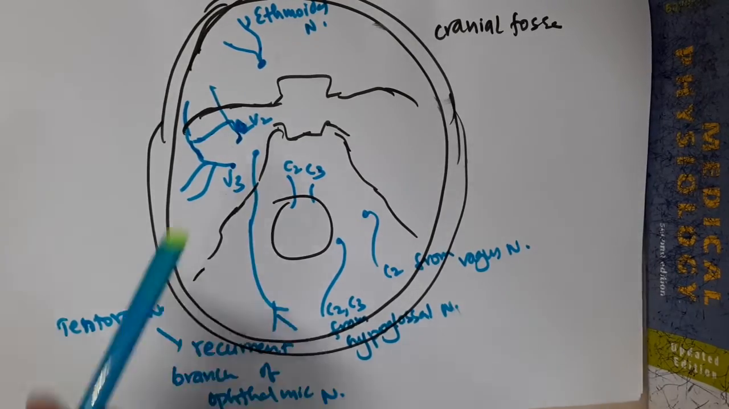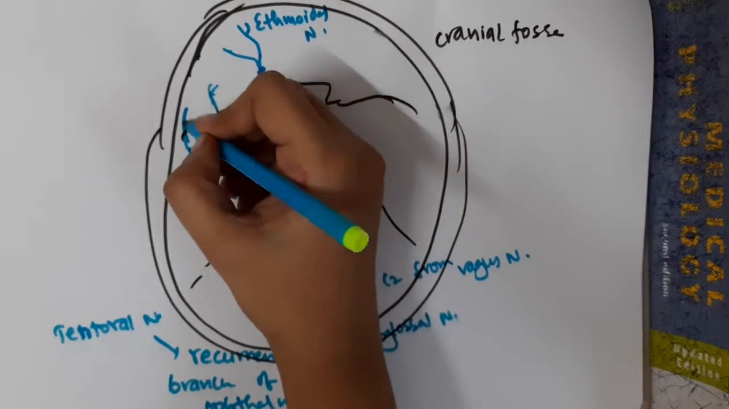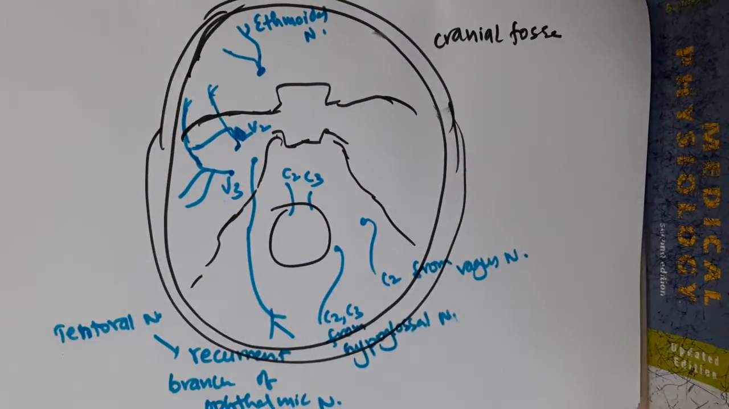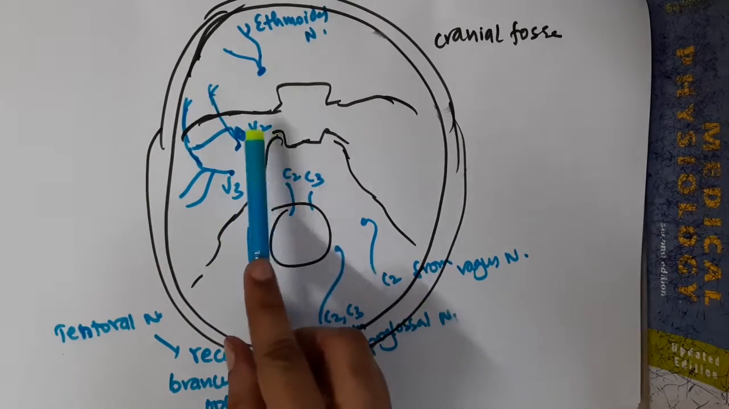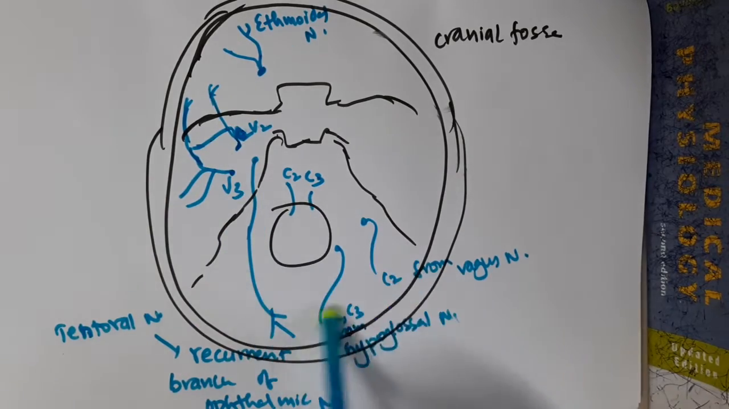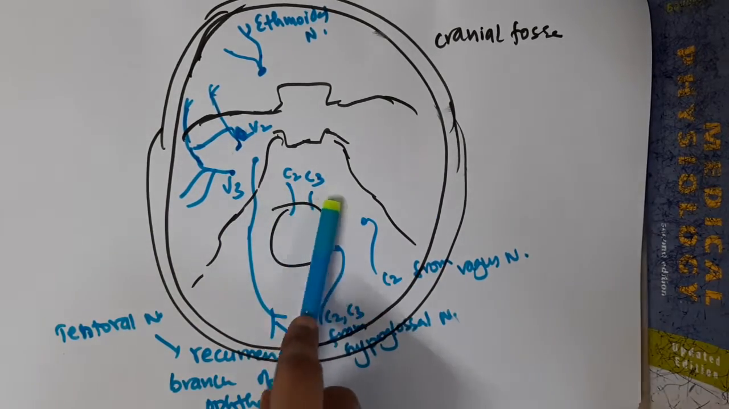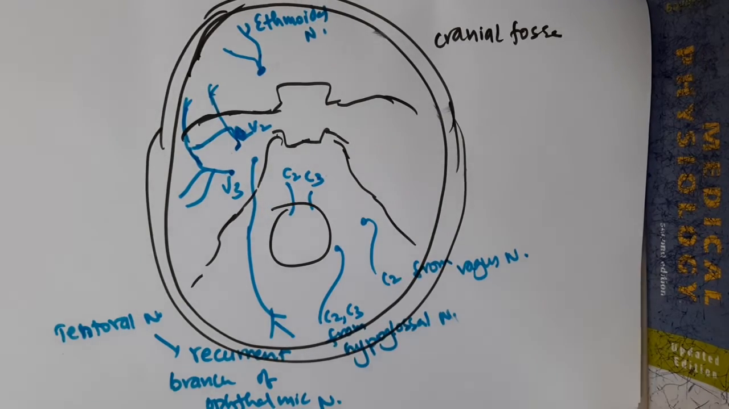So the anterior cranial fossa nerve supply is by the ethmoidal nerve and the meningeal branches of the maxillary and mandibular nerves. Then the middle cranial fossa is supplied by the meningeal branches of the mandibular and maxillary nerves, whereas the posterior cranial fossa is supplied by C2, C3, C2 from the vagus, C2, C3 from the hypoglossal nerve, and also a recurrent branch of the ophthalmic nerve, that is the tentorial nerve. So this is the nerve supply of the cranial fossa.